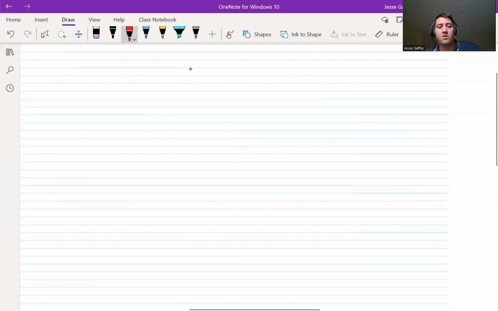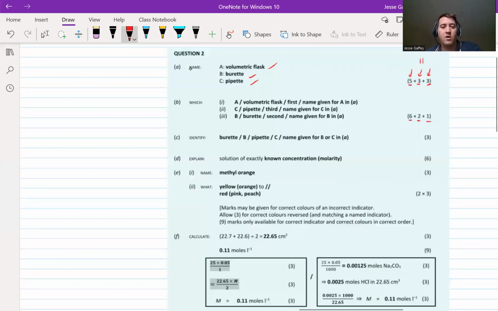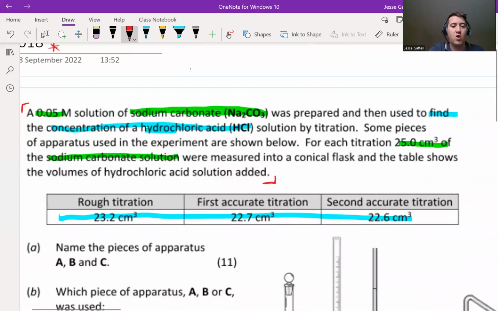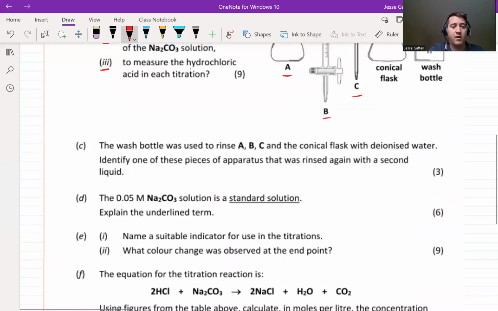Okay, and checking those answers off again. For part 1, we used the volumetric flask. For part 2, we used the pipette. And for part 3, we used the burette. 6, 2, and 1, total of 9 marks. So you should have 20 out of the 50 marks got so far. That's all very easy, all very straightforward, I'm hoping.